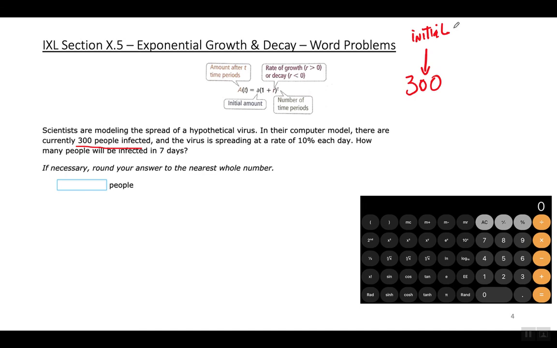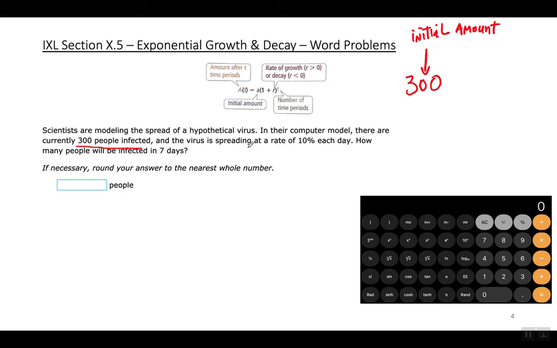It's gonna be like this on pretty much every problem. So start identifying the pattern. So we're starting off with 300 people infected, and the virus. This is a very timely example, very relevant. The virus is spreading at a rate of 10% each day. Right? So it's spreading at a rate of 10% each day.